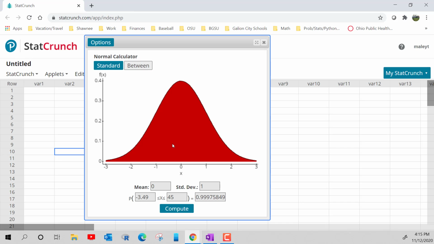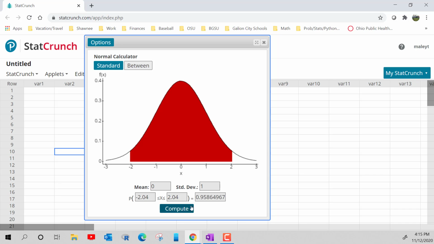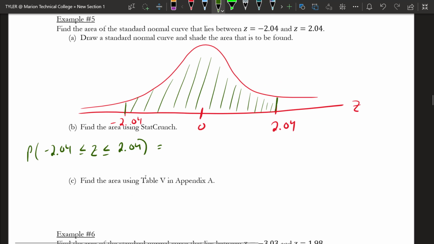I just need to hit the between button, and then my mean and standard deviation stay because it's z-score. So mean's 0, standard deviation's 1. I'm finding the area in between negative 2.04 and positive 2.04. So if I hit compute, I get that area there, and I get the nice graph. So if I come over here, to 4 decimal places, this is 0.9586. Writing that to 4 decimal spots.